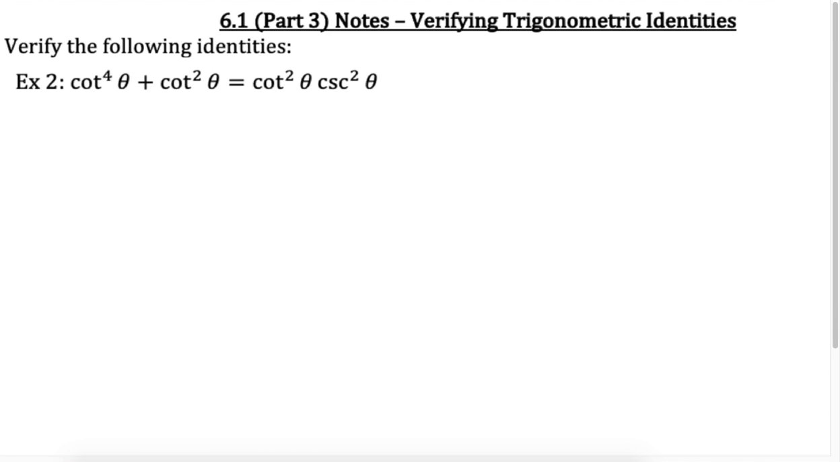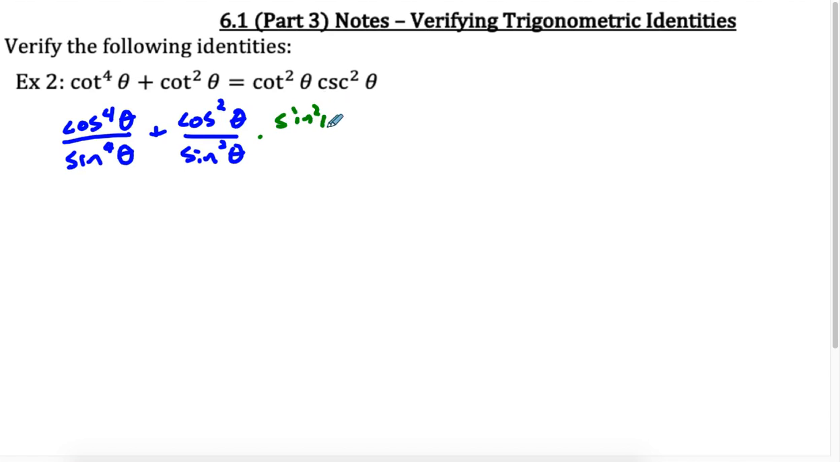So our converting everything to sine and cosine strategy worked so well last time. Let's try that again. So cotangent to the fourth would be cosine to the fourth over sine to the fourth. Cotangent squared would be cosine squared over sine squared. So I'm trying to make the left side look like the right side here. So I'm just working with the left side for now. Let's try to add these together. So we'll need common denominators. So I would need to multiply this one by sine squared over sine squared.